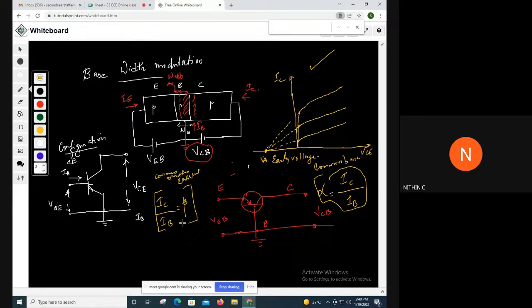Now you know that when base width modulation happens, IC increases and IB decreases. There is an error over here: this is not IB, this is IE. This is the input, not IB. The base is actually common and is not taken as input. IB is the input in the common emitter case, but in this case IE is the input and IC is the output. So this is IE.